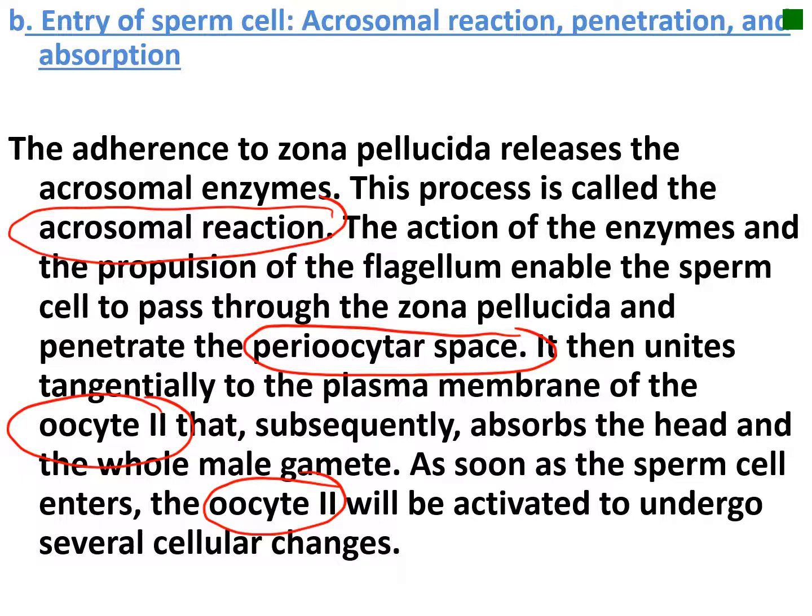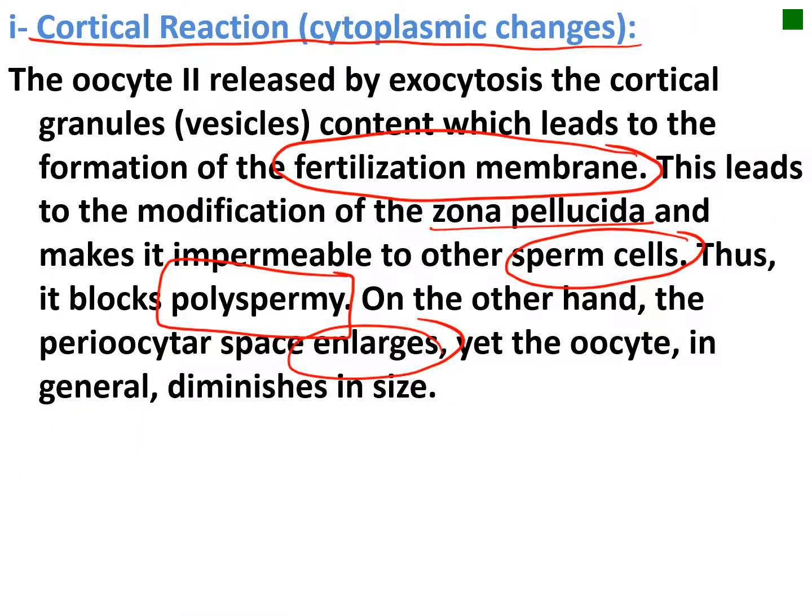It then unites tangentially to the plasma membrane of the oocyte 2, which will absorb the head. The whole male gamete is going to enter. As soon as this sperm cell enters inside the cell, the oocyte 2 will be activated to undergo several changes: cortical reaction and cytoplasmic changes.